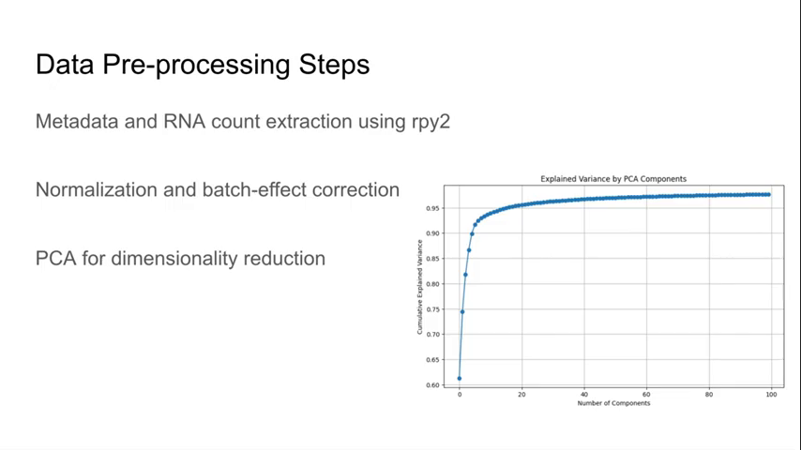So, the next step for me was to preprocess this data. The preprocessing pipeline was fairly involved. I extracted RNA counts and metadata from the Seurat object, normalized expression values, and applied PCA via truncated SVD. Dimensionality was reduced to 100 components, a trade-off between preserving variance and keeping training tractable.